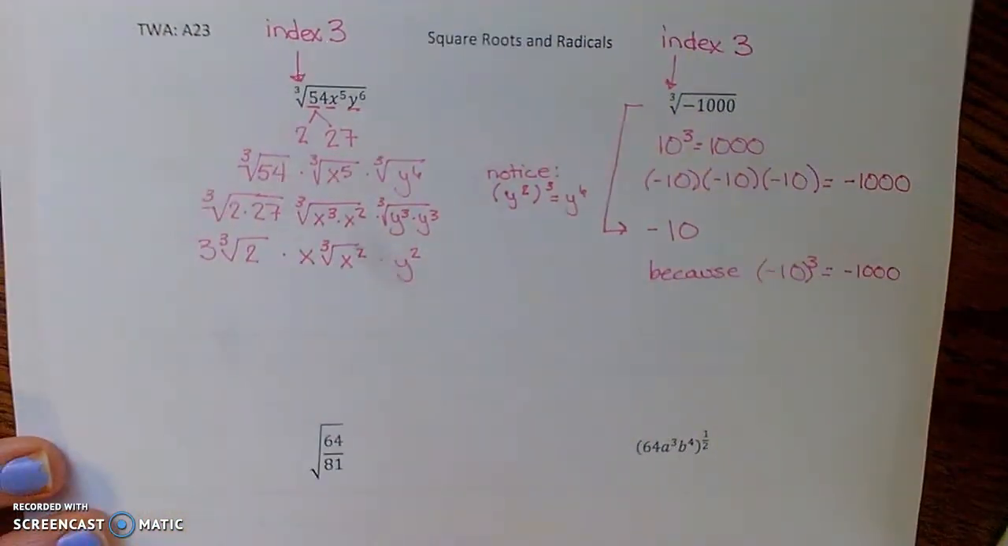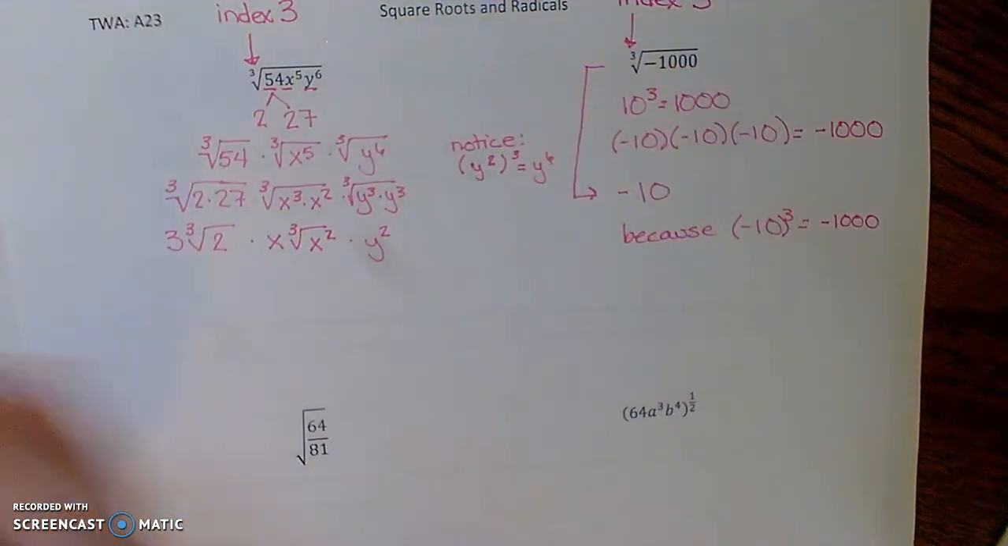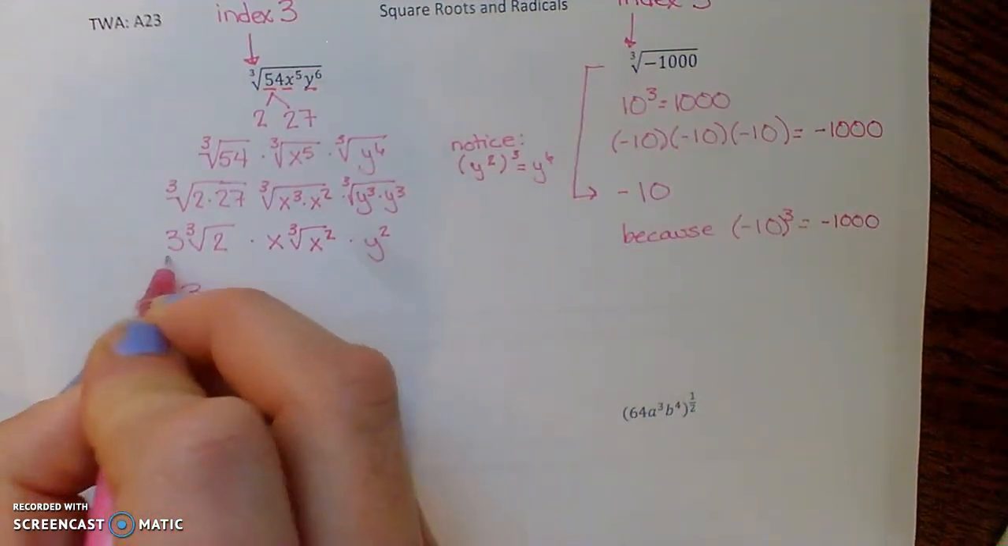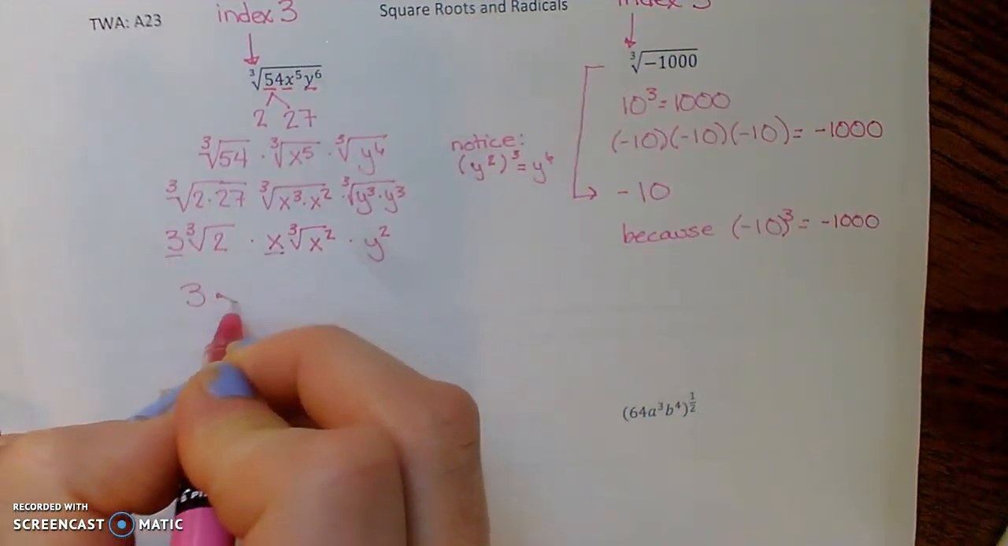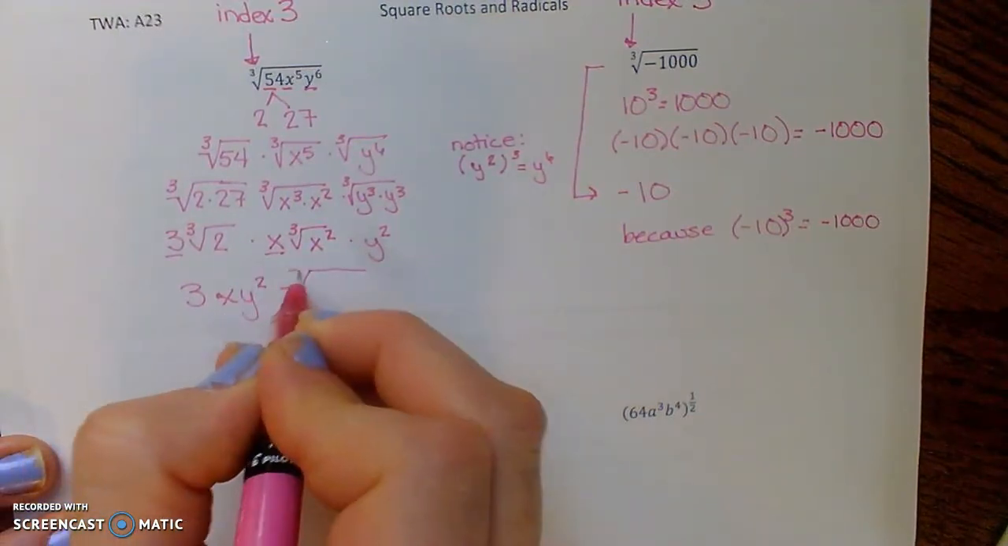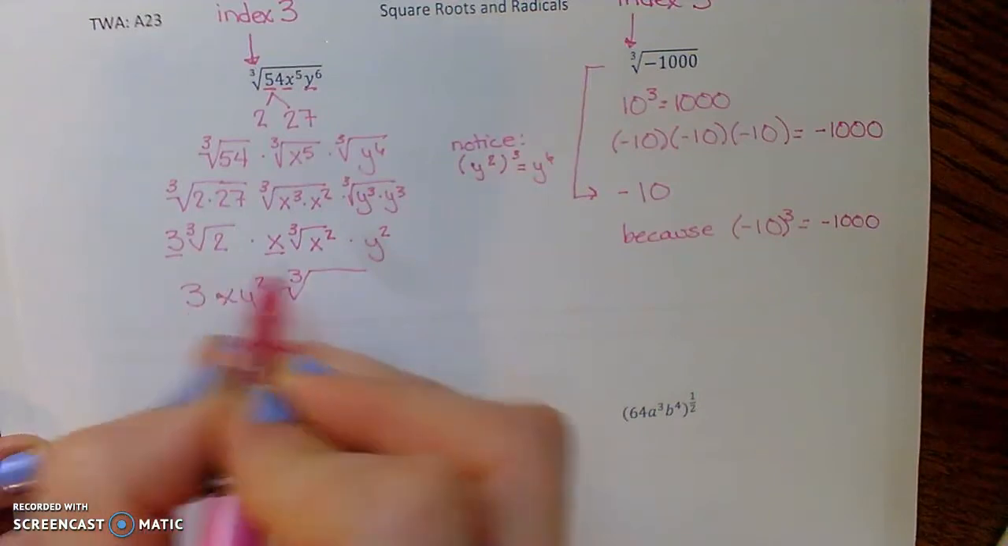All right, so now I've simplified each one of the factors underneath the big radical symbol. So now I'll just put it all together by grouping all the factors outside the radical and grouping all the factors inside the radical. So I got 3 times x times y squared, all of that times the cube root of what's left underneath, 2x squared.